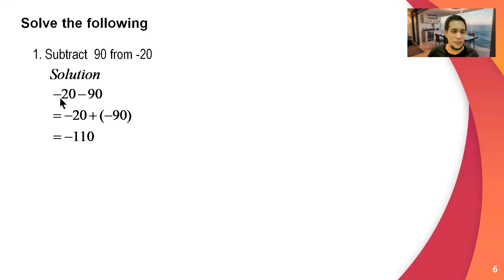All right, so negative 20 minus 90, so negative 20 plus, we have to change the sign of 90, which is positive, to negative 90. So we are adding now two numbers of the same sign. Negative, negative, so add 20 plus 90, 110. What's the common sign? Negative. So the final answer would be negative 110.